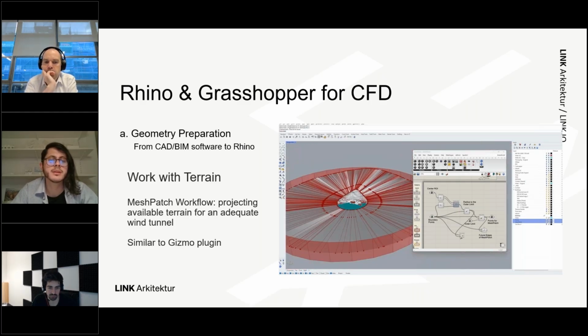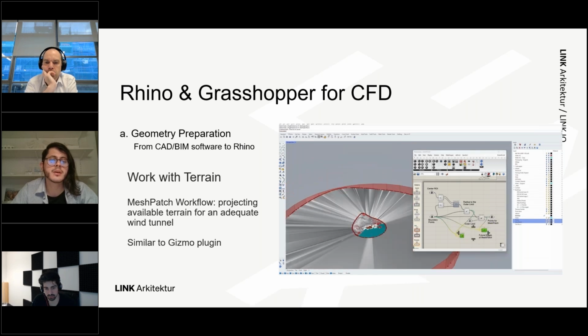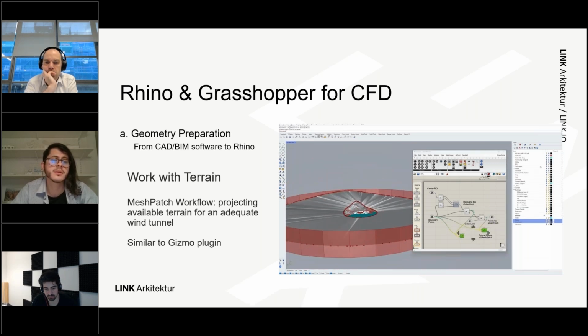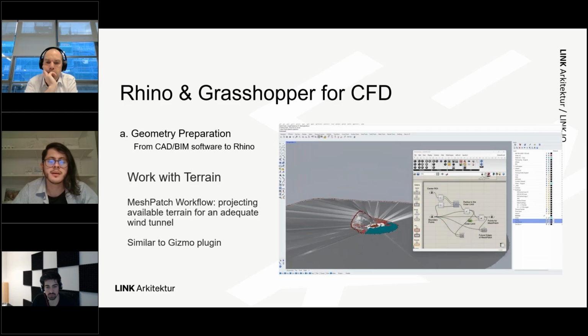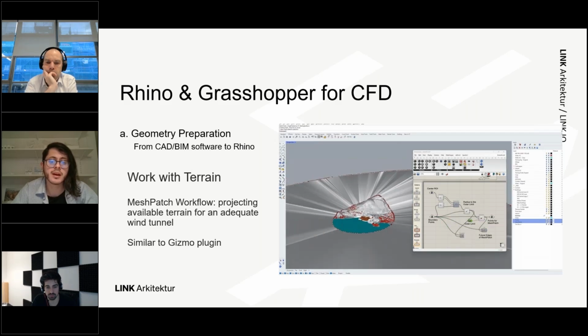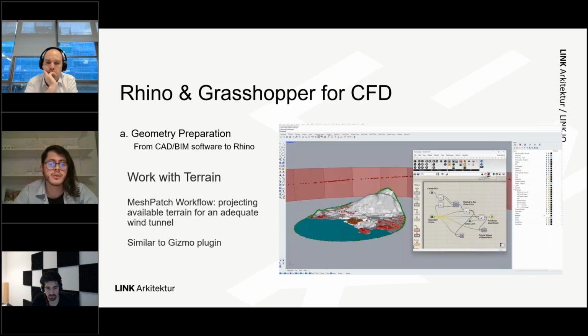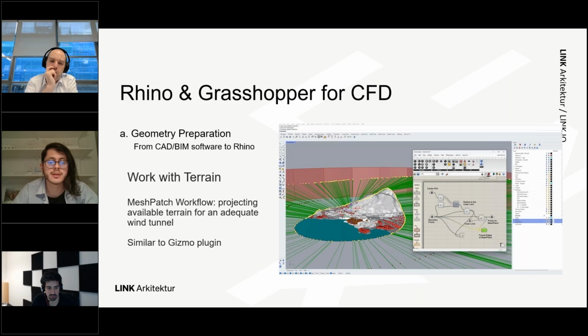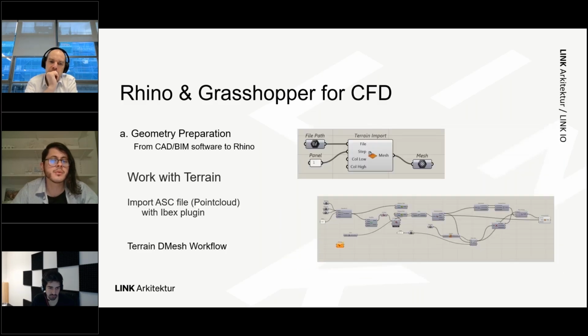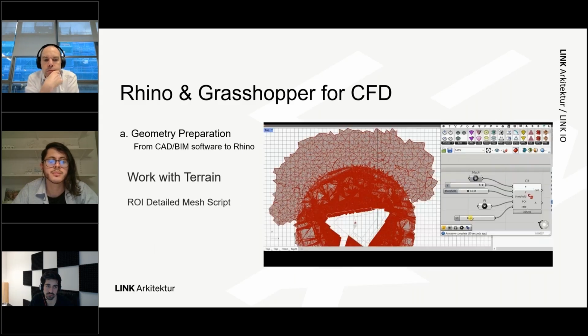Sometimes that can be a little bit limited for an adequate size of a wind tunnel, something similar to what the Gizmo plugin does, but maybe skipping a few steps. So already having something good enough, so our wind tunnel can be well sized and accurate in that sense. Then we also have some workflows to import, for example, a terrain from a point cloud and then work it all the way until getting a nice Delaunay mesh within Grasshopper.